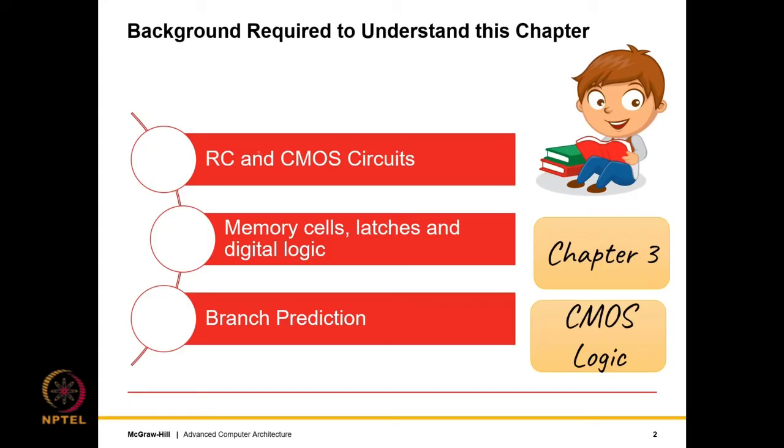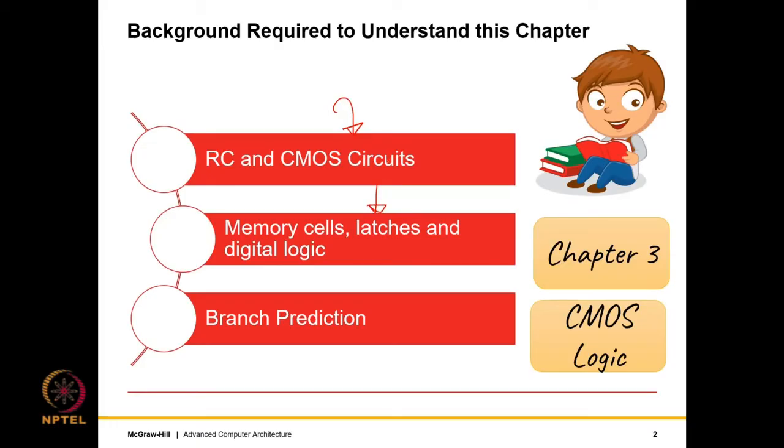A cache is pretty much made of SRAM and DRAM arrays. So we would need a background of RC circuits and CMOS circuits. We don't need a lot of extensive background, but at least a little bit is required such that this part can be understood. The notion of a time constant in an RC circuit, somebody should know that, and also all about current sources and voltage sources. Of course, memory cells, latches and digital logic, it kind of flows from here.